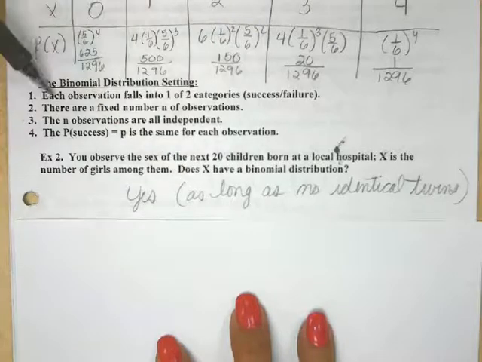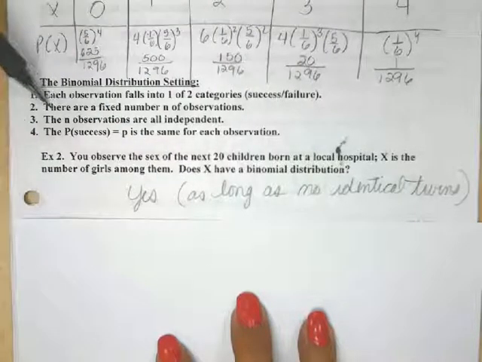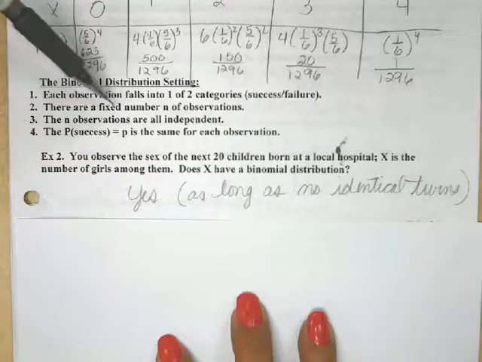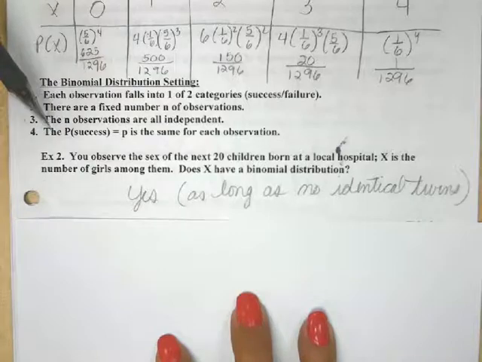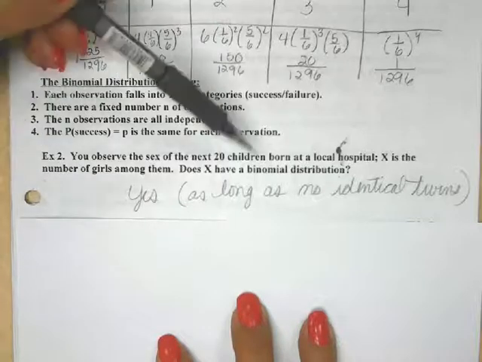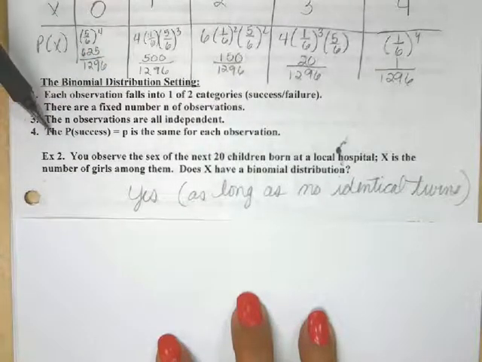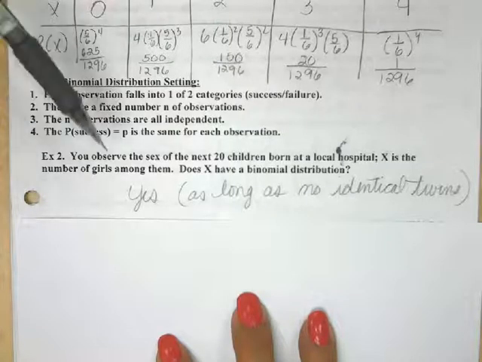And we would have either a boy or a girl. For each of the children who we would look at, we have a fixed number of children, 20. If we don't have identical twins, then we would have independence between each child that we would look at, and we would have the likelihood of a girl being 1/2 each time.